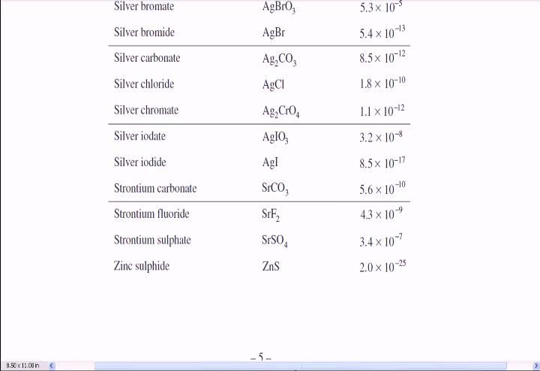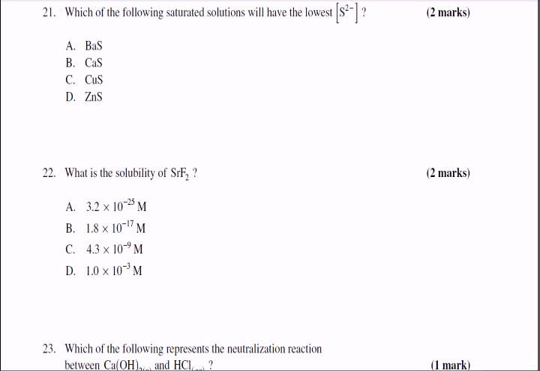4.3 times 10 to the minus 9. And we're going to write it here to do some calculations on it. So Ksp equals 4.3 times 10 to the minus 9. Okay, and it says, what is the solubility of this one right here? Now, a lot of people are going to be just looking right here and seeing C, 4.3 times 10 to the minus 9. No, this is Ksp. Ksp and solubility are not the same.